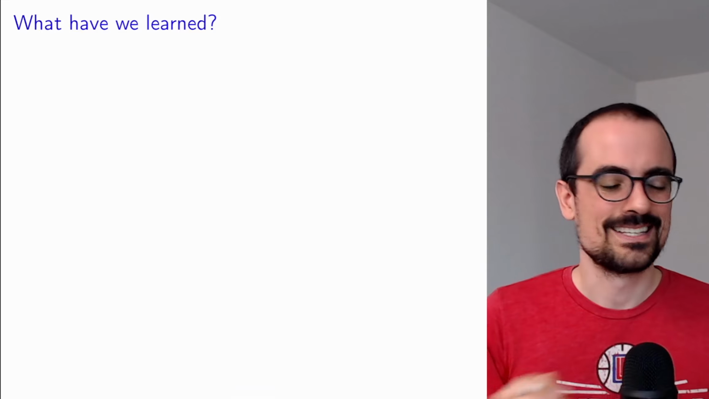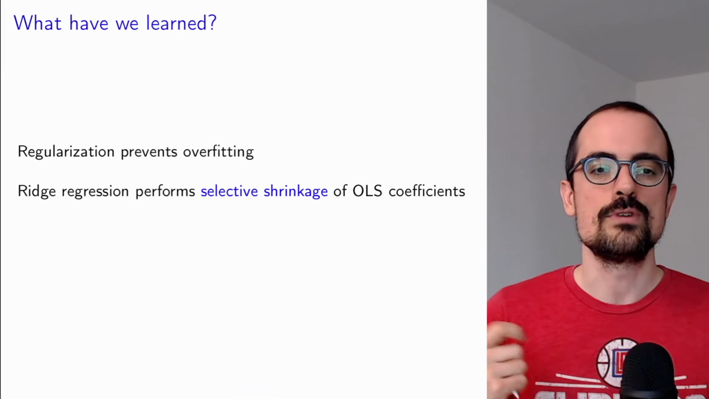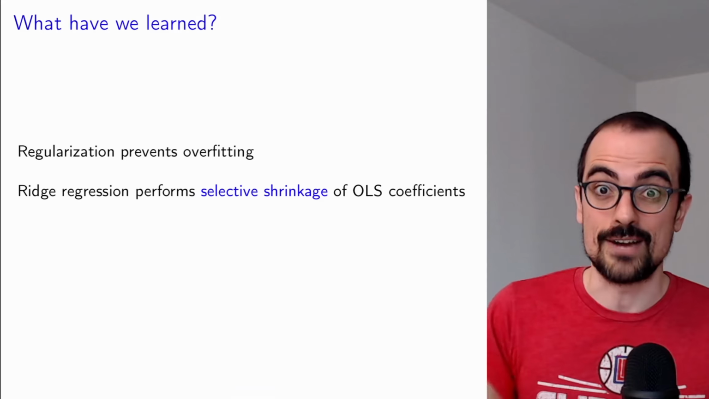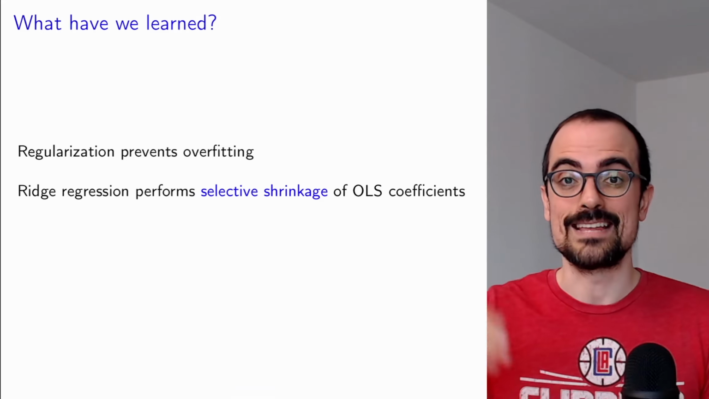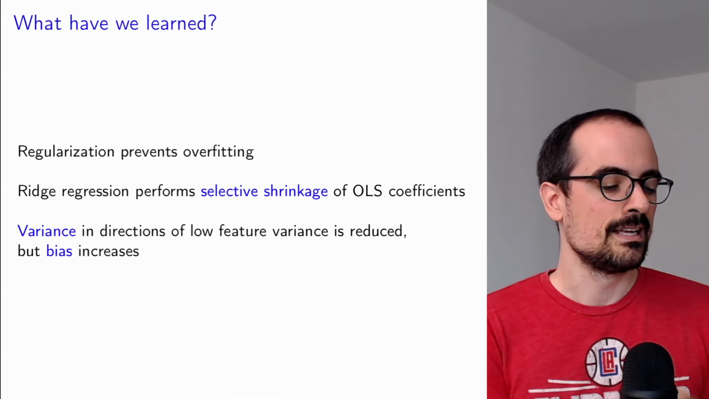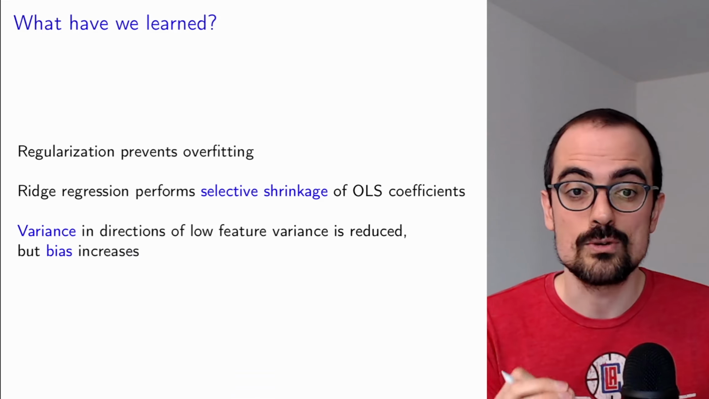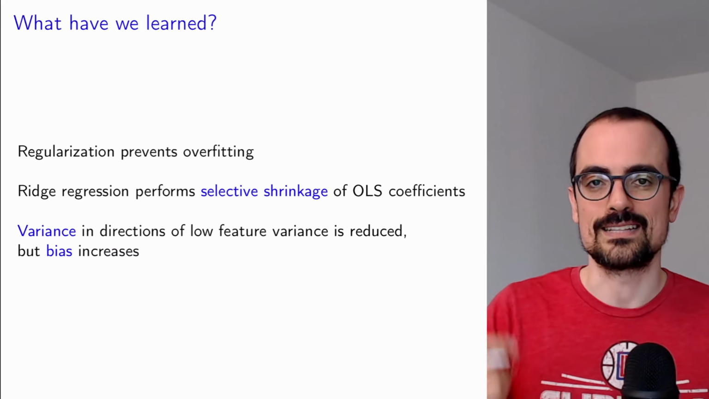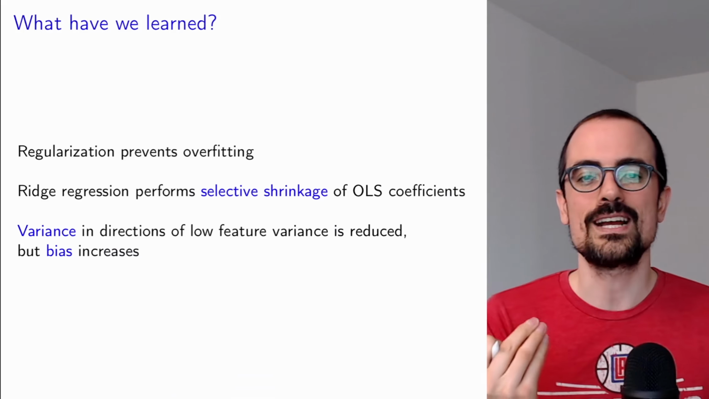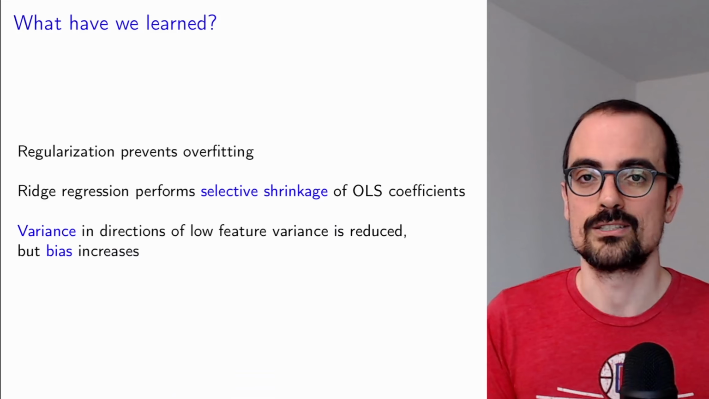Okay, and that's all I got. What have we learned? We have learned that regularization prevents overfitting, and in particular, ridge regression achieves this by performing selective shrinkage of the OLS coefficients in their principal directions. If you don't do this analysis using PCA in the principal directions of the features, this is impossible to realize. Variance in directions of low feature variance is reduced, but the bias increases thanks to this selective shrinkage. And that is why in this sweet spot in the middle, where we're managing to squash the bad principal directions, ridge regression achieves a much better estimate of the true linear structure in the data.